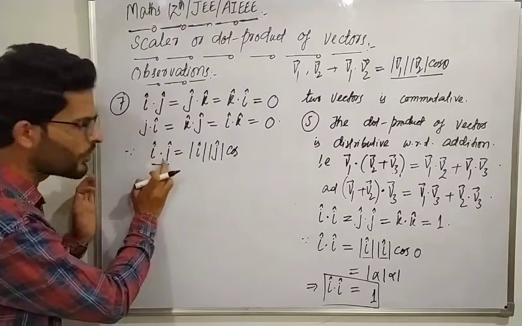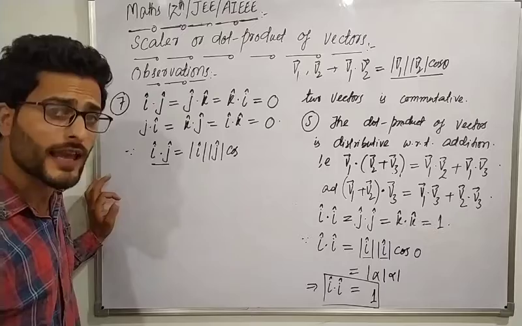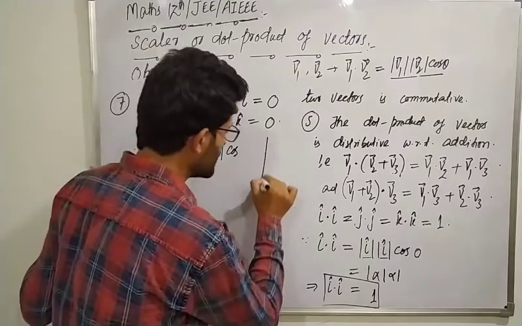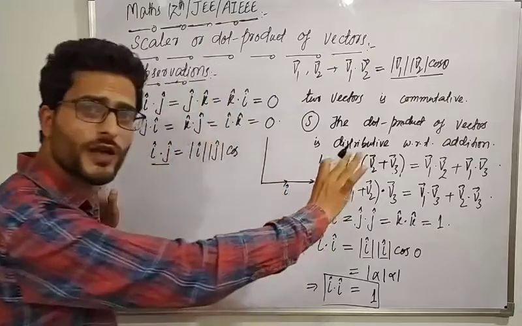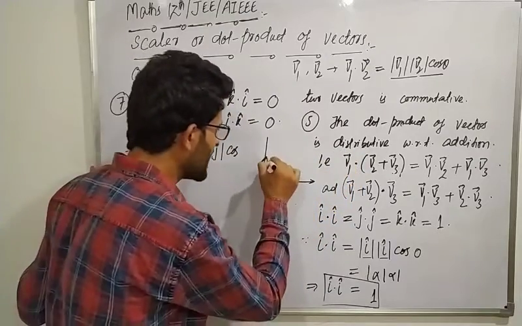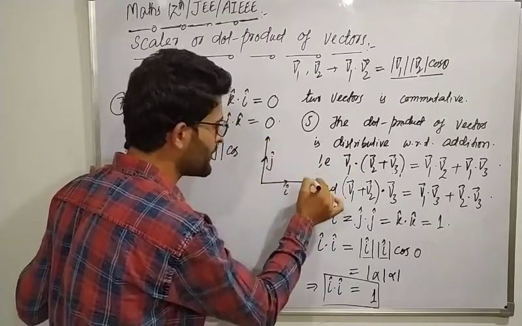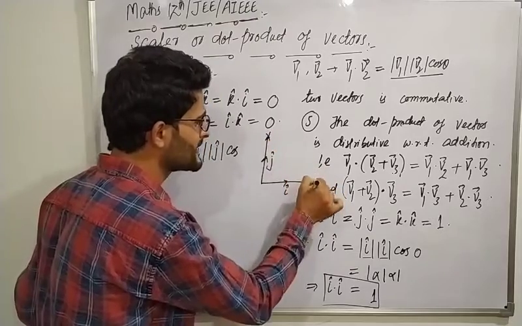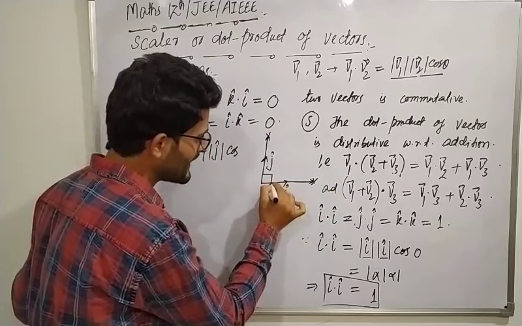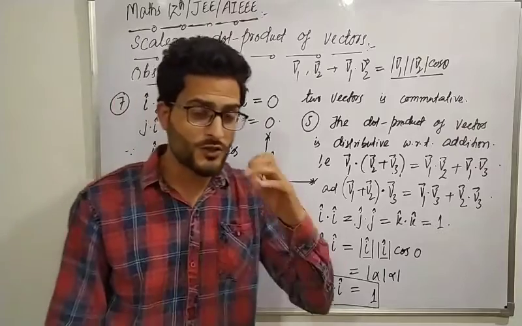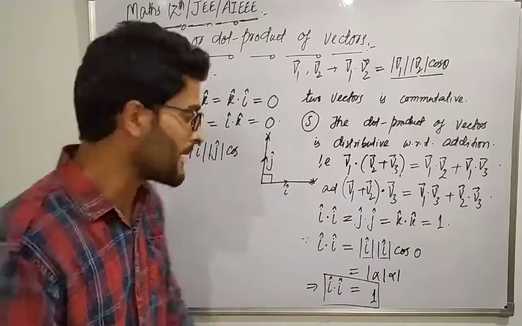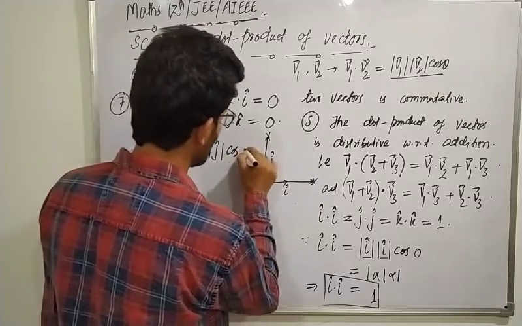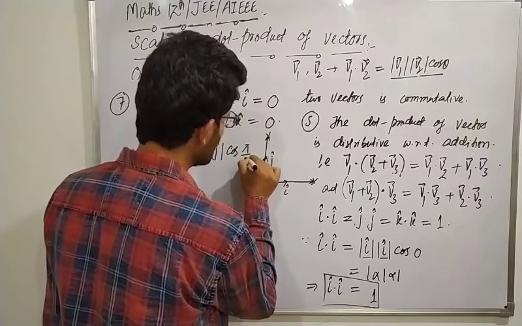अब जिगरा i और j के बीच में एंगल क्या होगा? i is a unit vector along the positive direction of x-axis. j is a unit vector along the positive direction of y-axis. and the angle between x axis and y axis, positive x axis and positive y axis is always what? 90. So pi by 2. इसलिए यहां पे हम मेंशन करेंगे cos pi by 2.